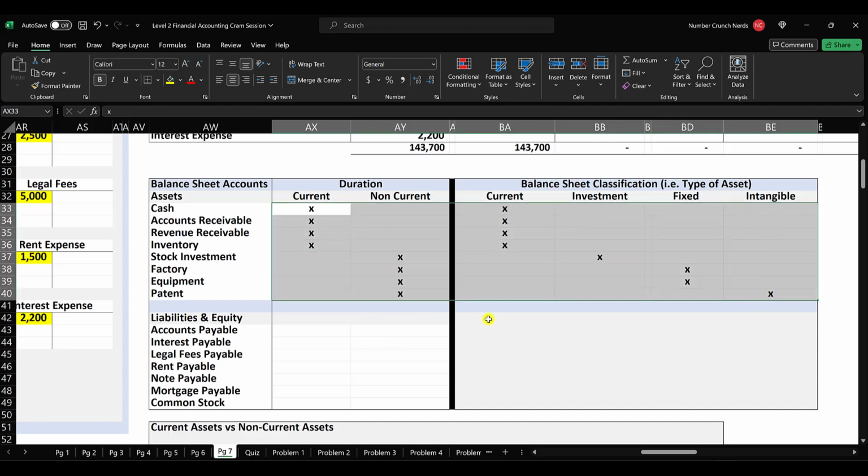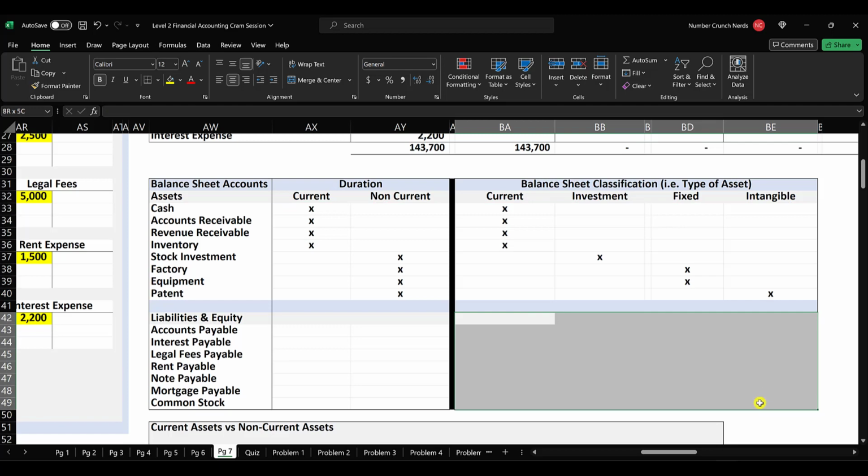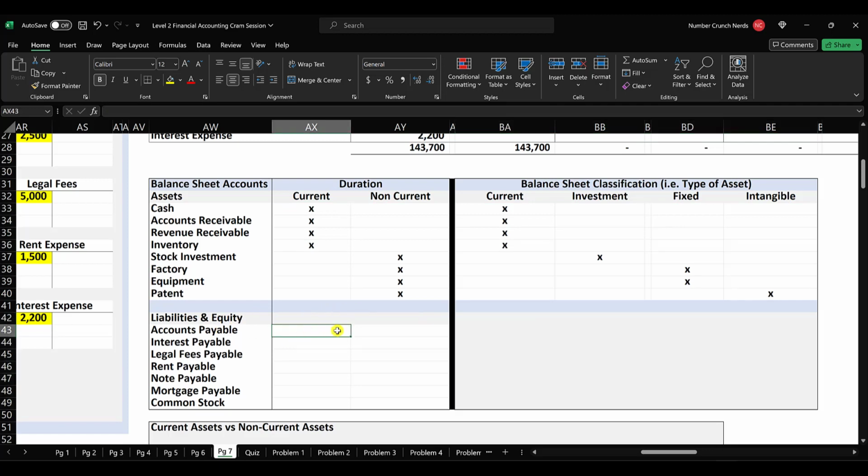Liabilities, okay? We're not going to get into a classification here. Typically, they're just classified between current and non-current. Accounts payable. It's expected you will pay your payables within a year or less, probably much less than a year, so that's going to be current. Interest payable, probably in less than a year. Legal fees payable, probably in less than a year. Those are current. Rent payable, probably less than a year.